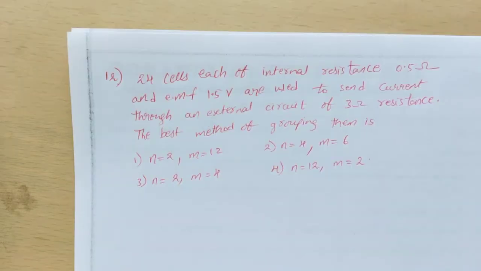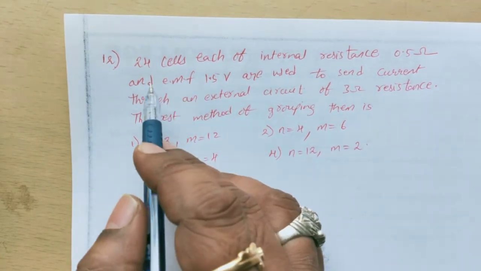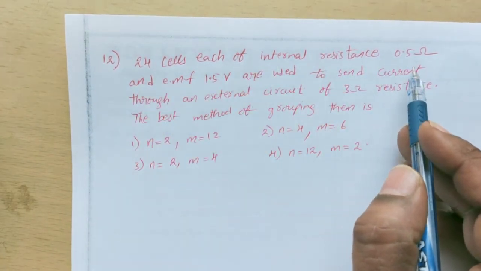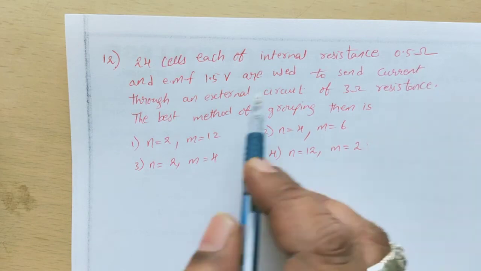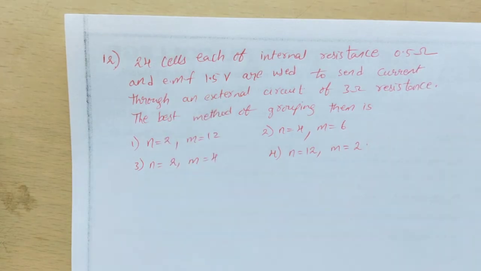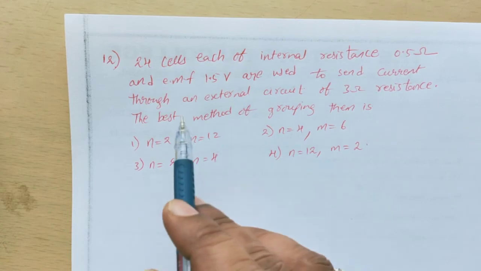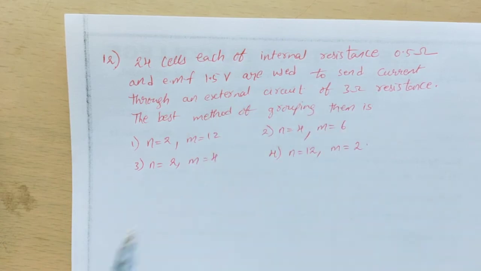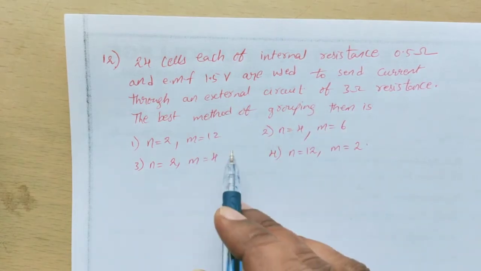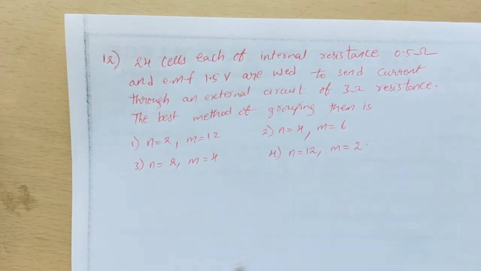See students, this is one more question I am observing here. 24 cells, each of internal resistance 0.5 ohms and EMF 1.5 volts, are used to send current through an external circuit of 3 ohms resistance. The best method of grouping them is what the question is expecting.